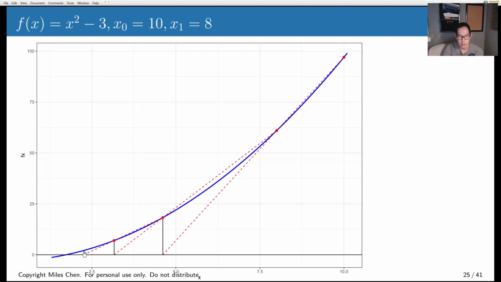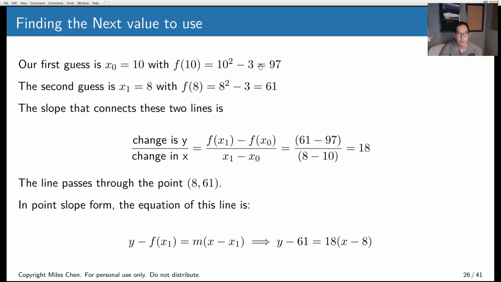Looking at this, where do we end up? I plug in my first value, 10, and I get 97. My next value is 8, and I get 61. So what is my slope? My slope is the change in y divided by the change in x. The change in x was 2. The change in y, 97 minus 61, is a difference of 36. So 36 divided by 2, my slope is 18. So the line passes through the point 8 comma 61, and my slope is 18.